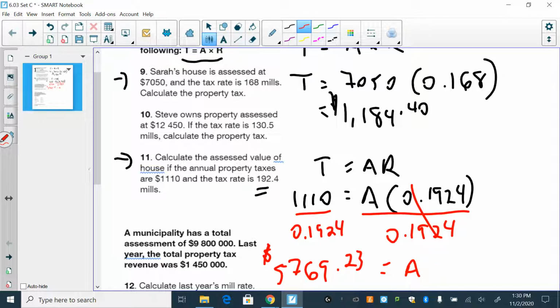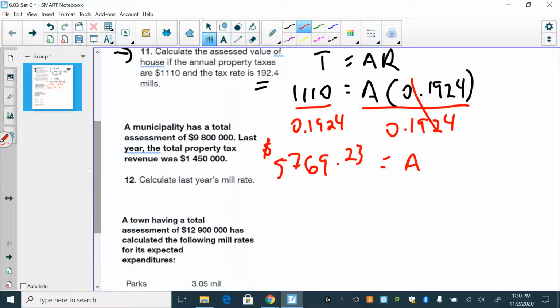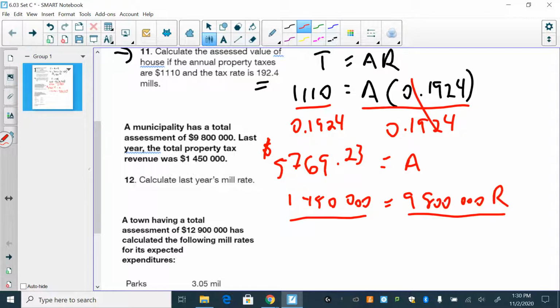So that works out to $5,769.23. Okay, so if we look at this other question, a municipality has a total assessment of 9,800,000 last year. The total property tax was 1,450,000. Calculate the mill rate. So that's the other one you have to calculate. So you have the taxes, which is 1,450,000 equals the assessment, which was 9,800,000, and you solve for R. So divide both sides by the 9,800,000 so I can cross them off.